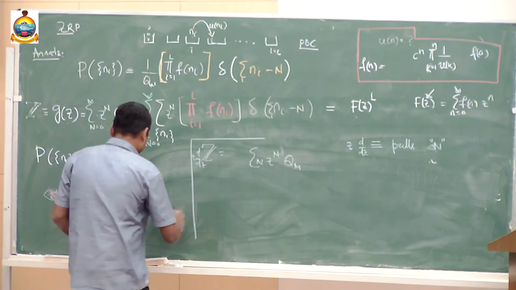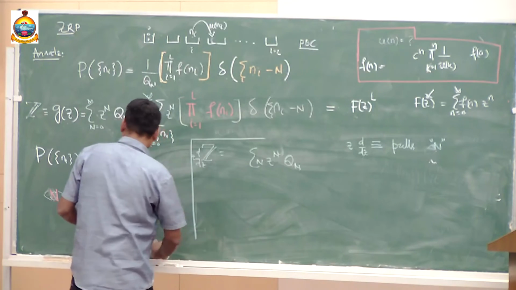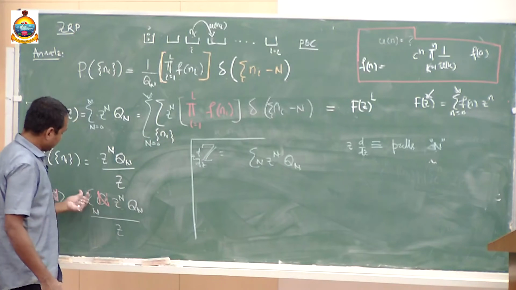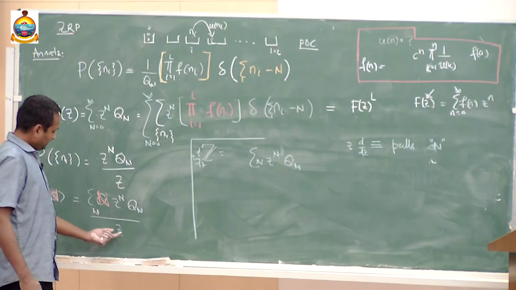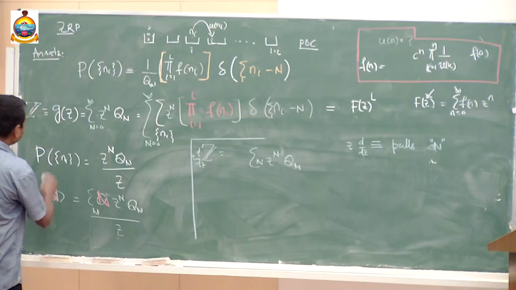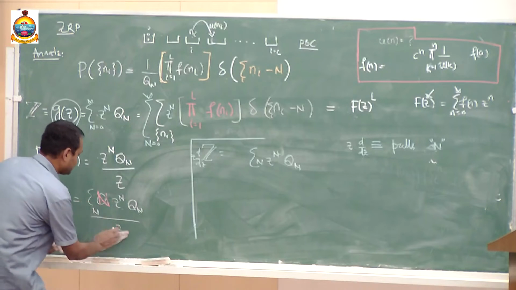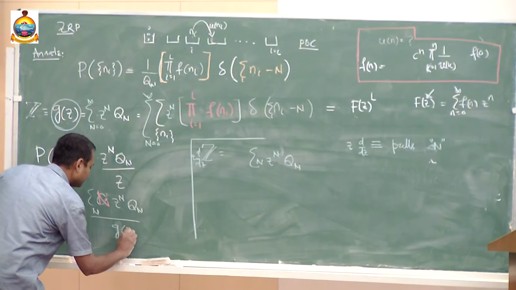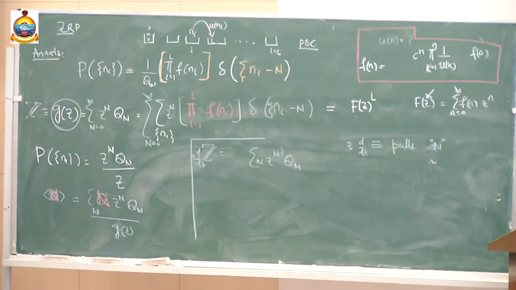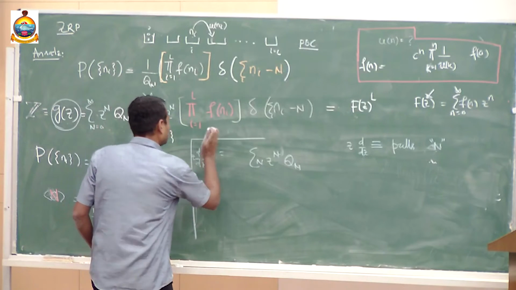So n average, if you look here, is z d by dz of this one, and then there is this partition function. Actually, for the partition function, let me use G(z), because the small z and capital Z should not confuse. So I will change the notation. This is G(z). This is my generating function. So what I write is that this is also my generating function G(z).